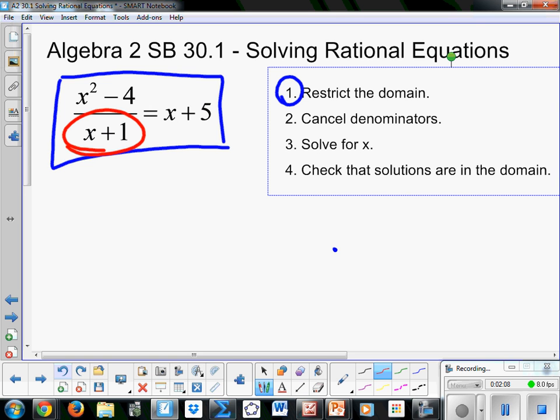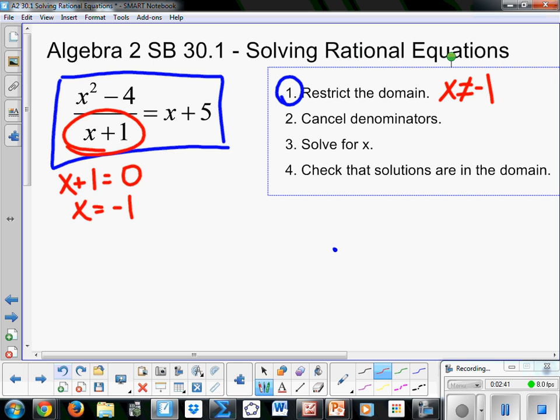So we're going to set that x plus 1 equal to 0, which gives us x equals negative 1. Since x equals negative 1 is going to make our denominator equal to 0, we're saying that in our domain, x cannot equal negative 1. Okay, so of all the input values that we can put into our equation, negative 1 will not work. It makes our equation undefined.